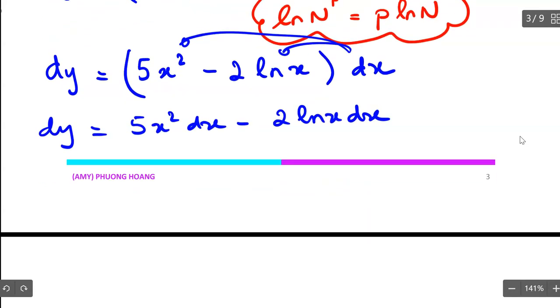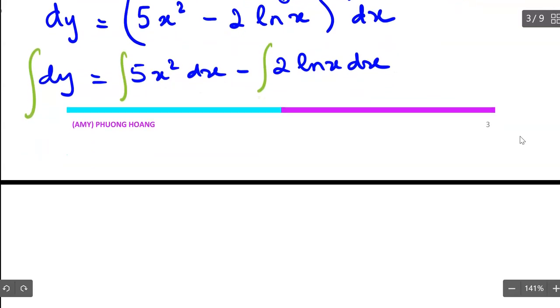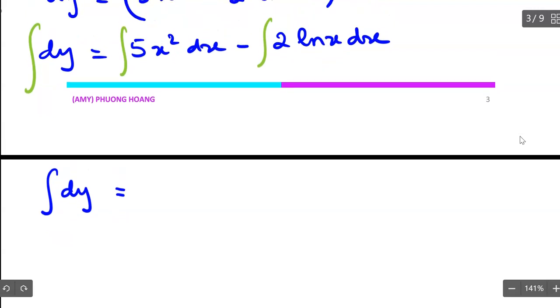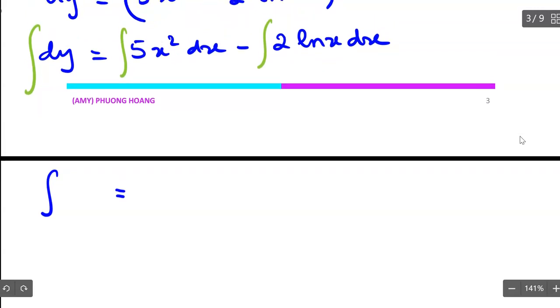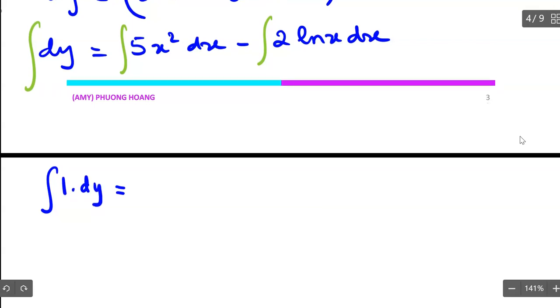So when I've done that, I can go ahead and insert the integral sign for each of these. Okay, so integral of dy, integral of dy. What is the integral of dy? I can reveal to everyone that this is actually 1 times dy. So what is 1 times dy? It is y to the exponent 0 dy. Okay, so I might as well write this.